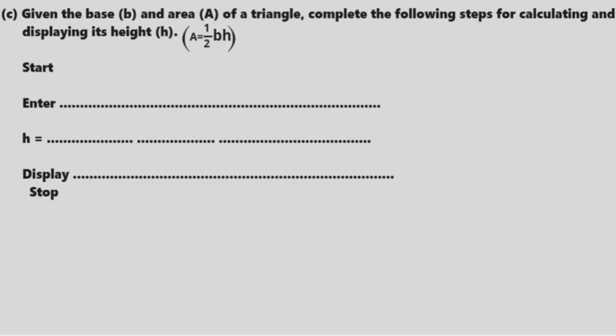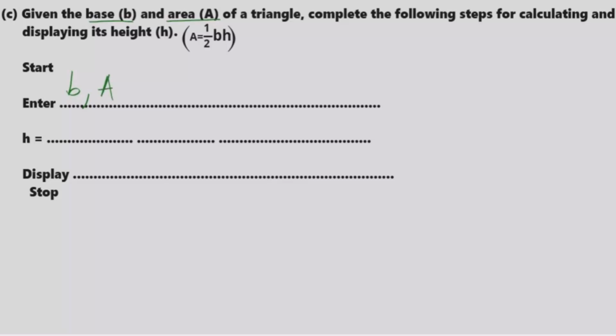So we come here. We go into a flowchart program and we place start. Then when we place start, we enter what we are given. We are given the base, which we enter as B. Then we are also given the area. We enter A for the area.